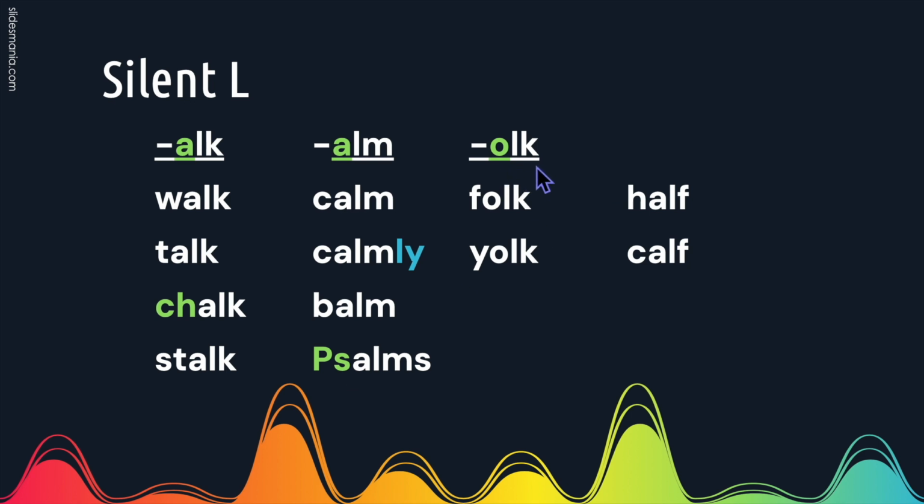Two words follow this pattern with a long O and a silent L: folk and yoke. And two more common words are half and calf.